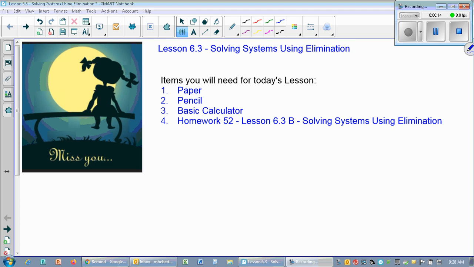So today we're going to start with lesson 6.3, solving systems using elimination. For this lesson, you will need paper to take notes with, a pencil to write them down, a basic calculator, whether it's a handheld, one from your cell phone, laptop, computer, tablet, etc. Homework 52, lesson 6.3b, solving systems using elimination. This homework assignment is found in the yellow folder that went home with you last week on Wednesday. So we're going to go ahead and get started.